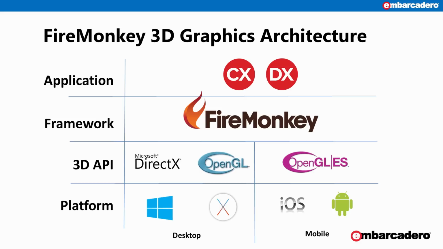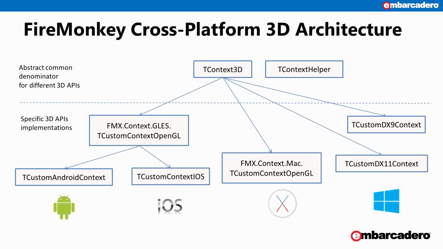So if you compile your Delphi or C++ Builder application on Windows, you are actually using DirectX. If you compile the very same application on Mac, you are using OpenGL, which is a completely different set of 3D APIs. And for mobile platforms, we are using a subset of OpenGL, OpenGL ES. So that's a very unique architecture. And there is also full object orientation here.